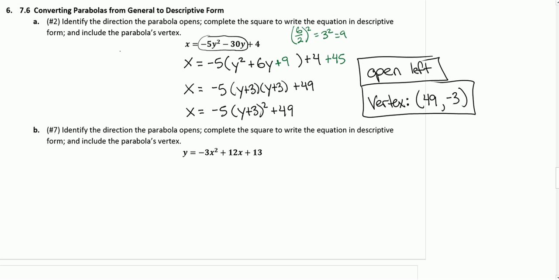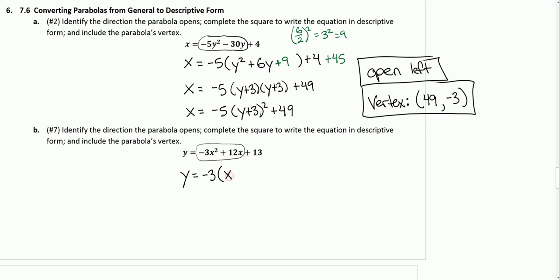Let's go to the next problem. Next problem, part B, is taken from number 7 on our worksheet, and we're asked to do the same thing that we did in part A. So we start by looking at the negative 3x squared plus 12x. We make sure whatever's in front of x squared we factor out of that part.